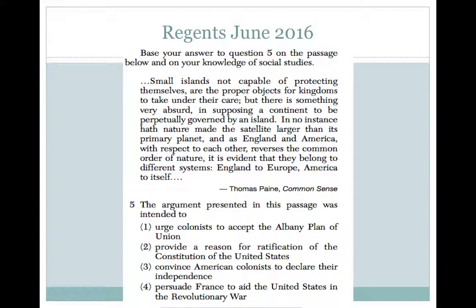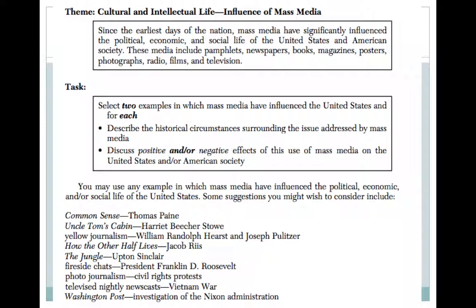Number 2's later. Convince American colonists to declare independence. Maybe. Persuade France to aid the United States in the Revolutionary War. Whoa, maybe. So let's take out 1 and 2. Now we're down to 3 and 4. And the best answer with Thomas Paine is that he's going to be convincing American colonists to declare independence. That pamphlet, the Common Sense pamphlet, was monumental in influencing people to decide to take action and declare independence.